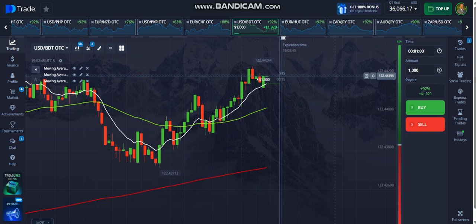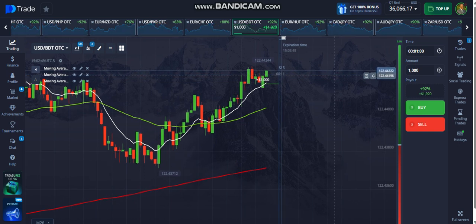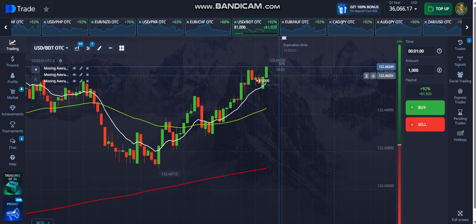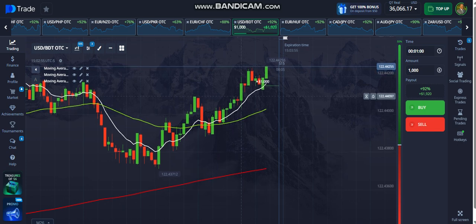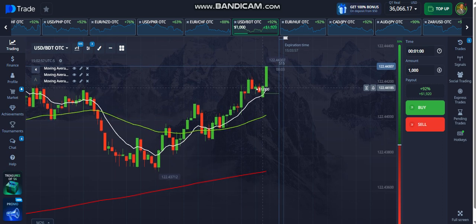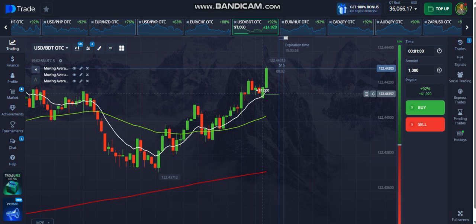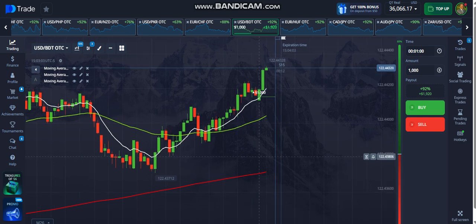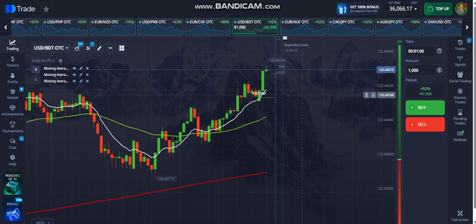Okay, so I'm on the USD BDT currency pair, and I just took a call trade, a buy trade. The white line crossed the green line further, and then I waited for the price to retrace back to the 10 EMA line, and I took the buy trade. In addition to that, if you see the 200 SMA, the red line is showing a strong bullish trend in the market, overall trend. So I will wait for the results of this trade.